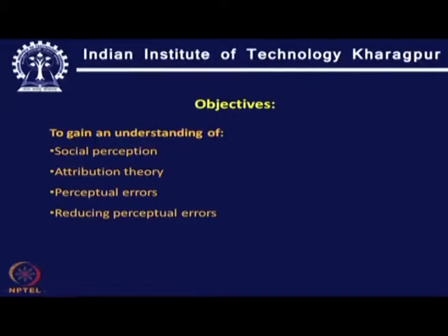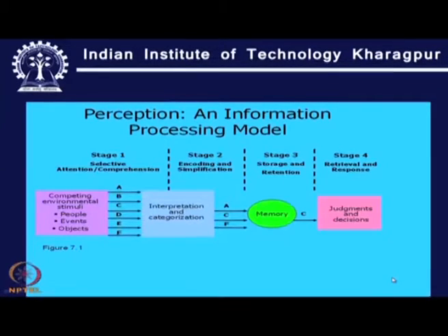And for the next chapter, the objectives are to gain understanding of social perception, attribution theory, some perceptual errors again and reduction of perceptual errors.